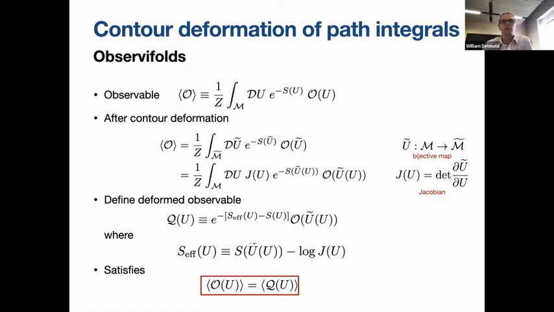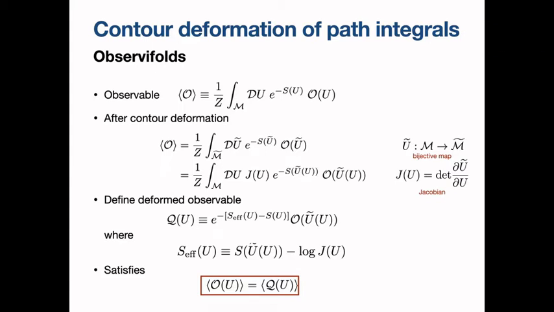Okay, so let's just go through the argument for field theories. So we start with some observable O defined over some manifold M. We're going to deform that manifold M to M twiddle and write this in terms of the coordinates u twiddle on that manifold. That u twiddle is just a map from the underlying manifold, the original manifold, to the deformed manifold, and so I can go back to the original integration variables u by introducing a Jacobian, right? And then just writing my u twiddle in terms of u's.